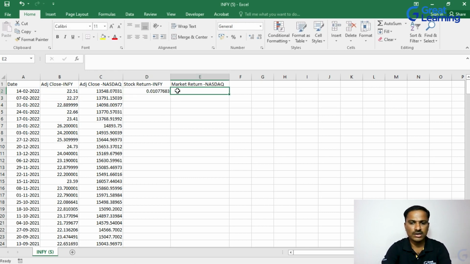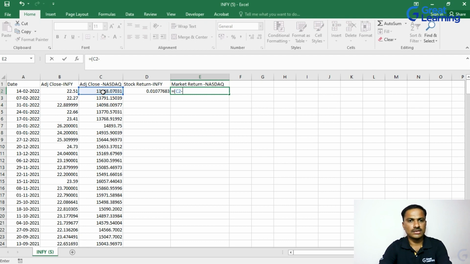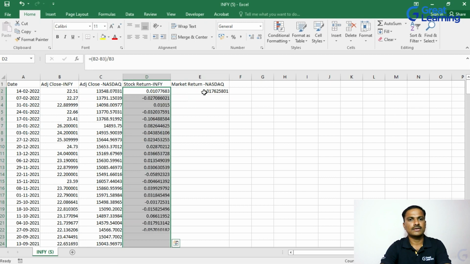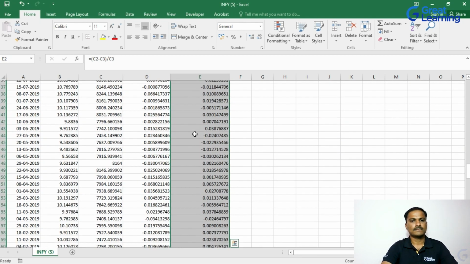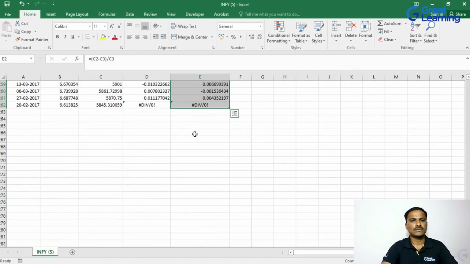Same applies to market. Today's price minus yesterday's price, divided by yesterday's price. So drag it till the end. Same thing. Remove these last two values because there is no previous data for this.